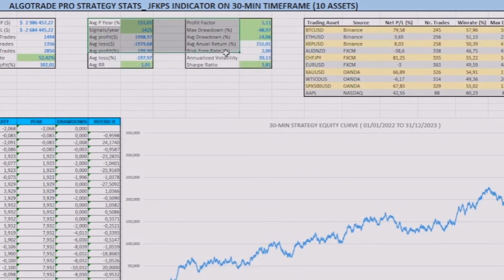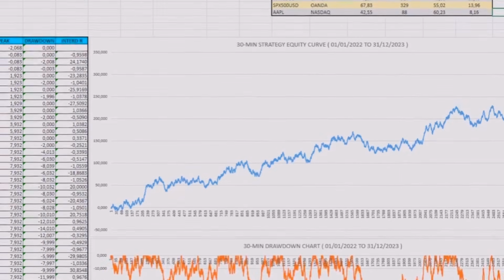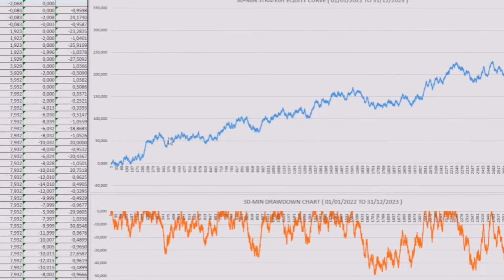Here you can check other metrics like the average drawdown and the Sharpe ratio, and also the results of every single asset. By looking at the equity chart, we can verify that in this time frame, this simple strategy has a good equity curve and with a growing trend, one of the best ones we have seen so far in this series.